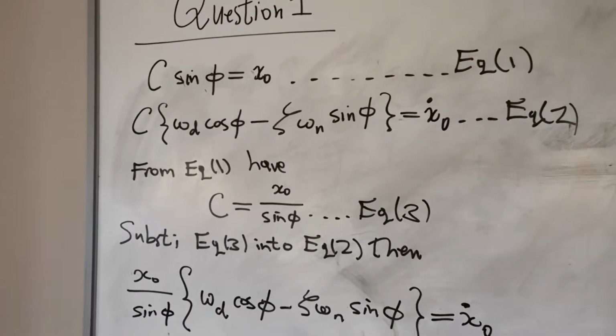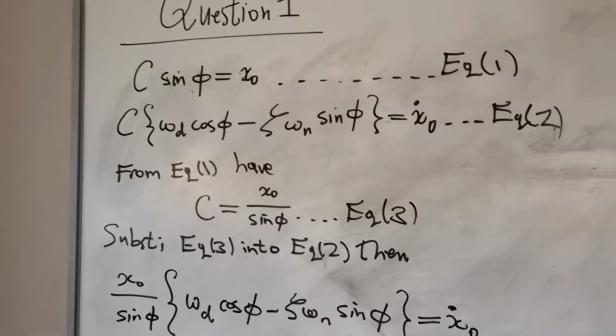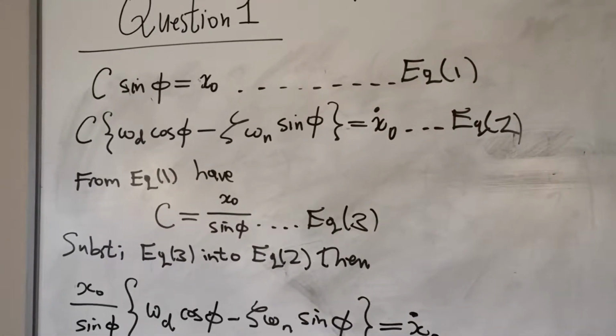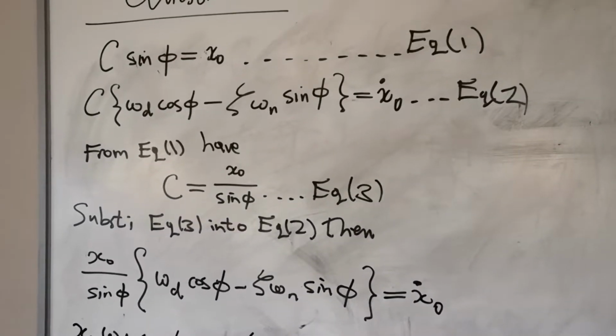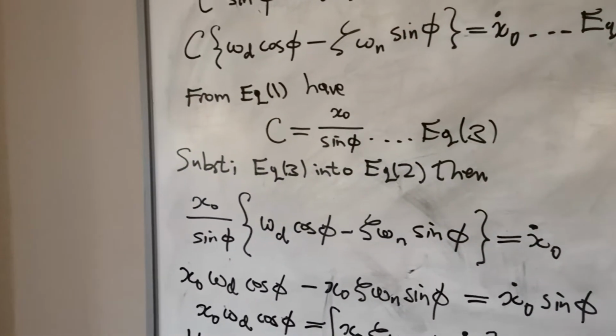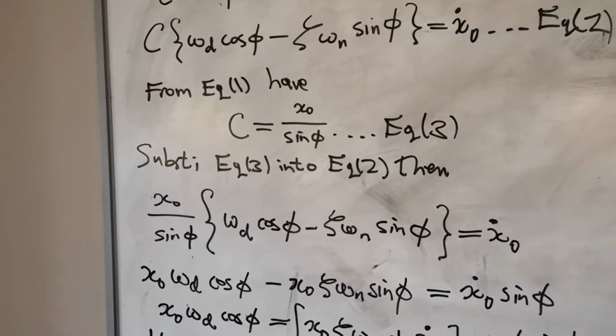From equation 1, make c the subject of the formula, then that'll give you equation 3. Now that's from your equation 1. Put that into the other equation. So put equation 3 into equation 2. So we substitute it and we put it inside there.